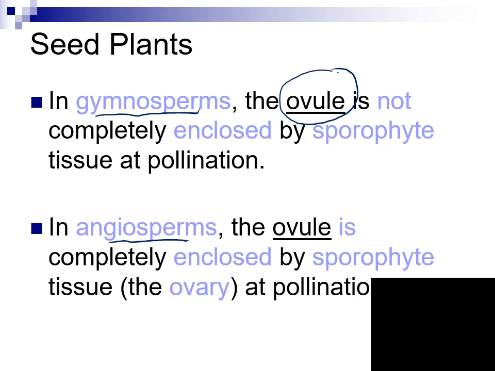When we look at the seed plants, there are 2 groups: the gymnosperms and the angiosperms. We're going to talk a little bit more about how they're classified and characterized. But in the gymnosperm, the ovule, which is where the egg is made, is not completely enclosed by the sporophyte tissue, so it's basically open to the environment. That's different from the angiosperm, which has the ovule completely enclosed, so it's a little bit more protected. It's enclosed by the ovary.